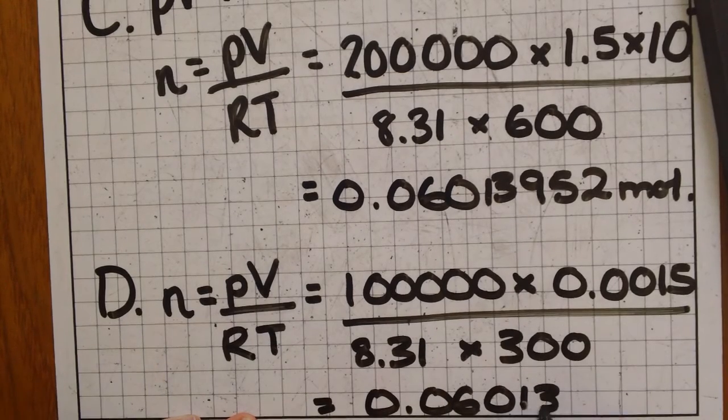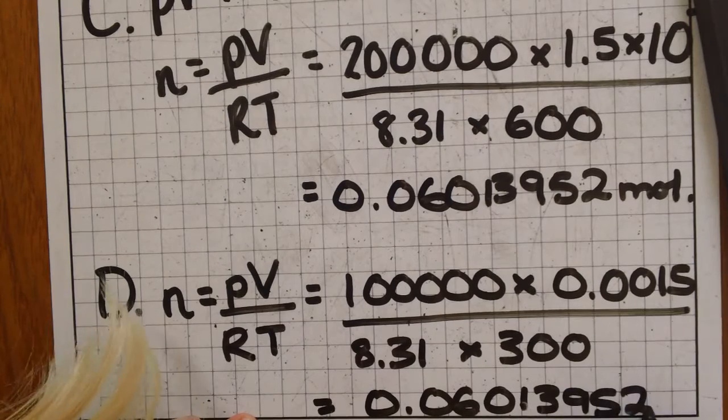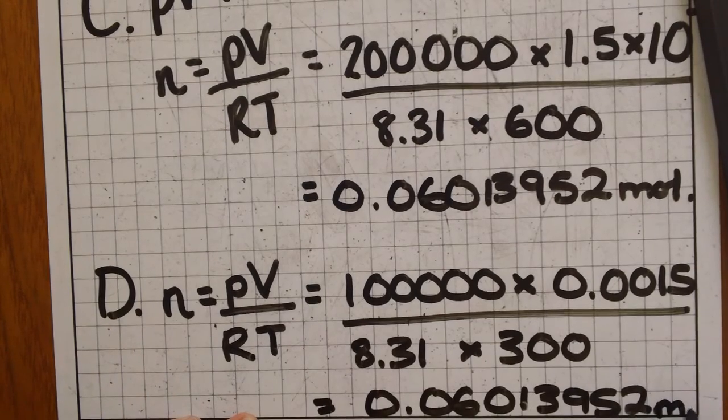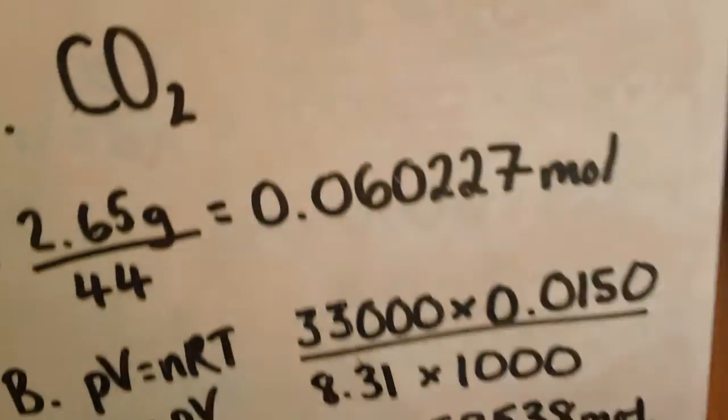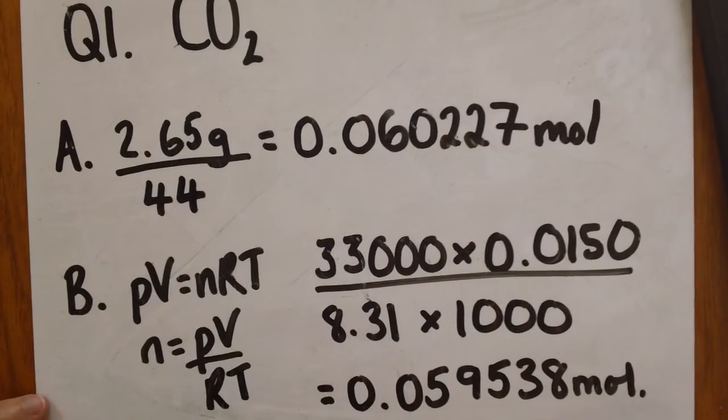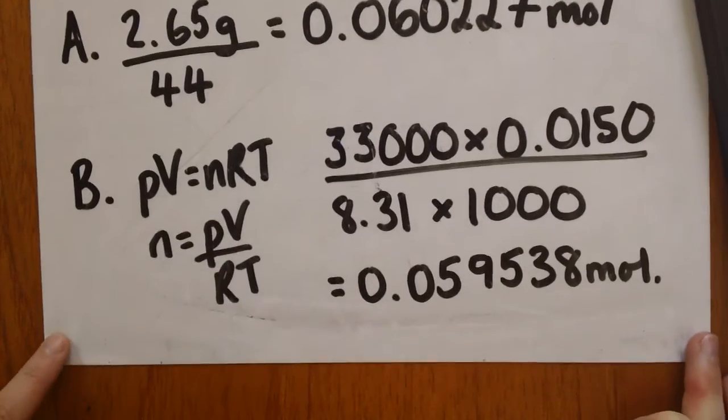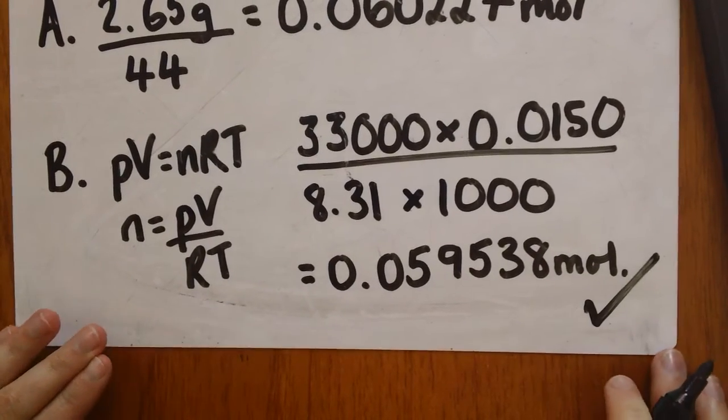It's exactly the same number as C. So C and D are exactly the same number of moles. A is even bigger than C and D, so B is our correct answer.